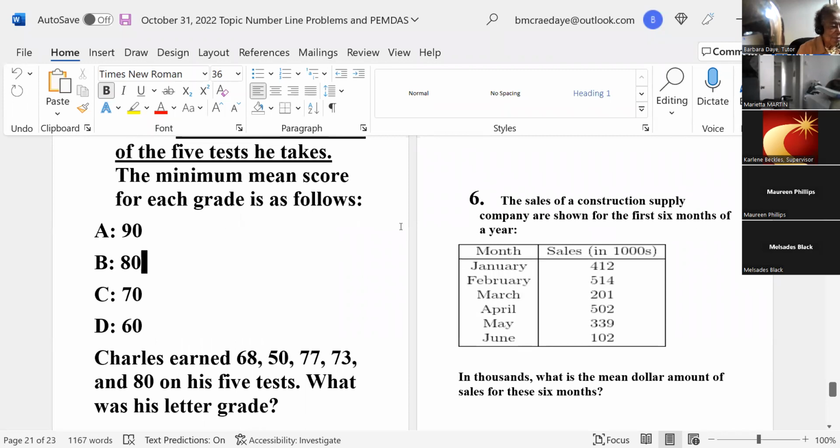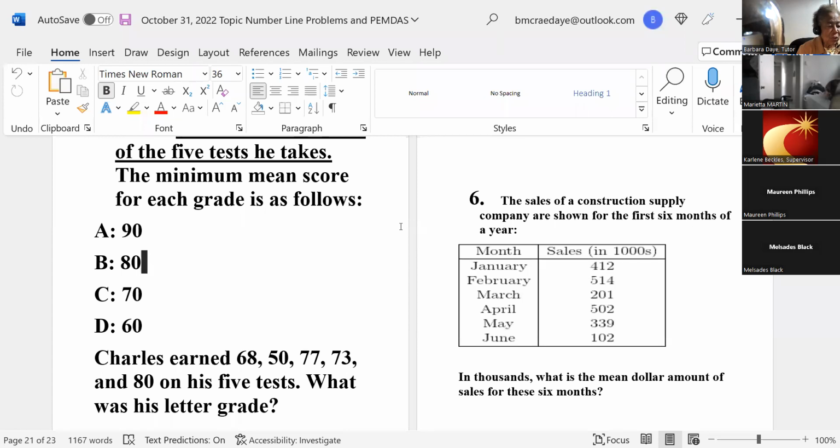Okay, my answer is D, Miss. What is your answer? D. B? D, as in D for dog. So you say D, okay. So say his letter grade is the D. Because I ran it off, Miss.